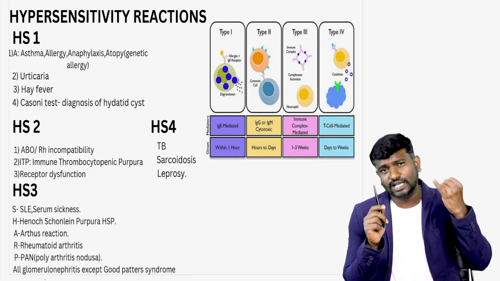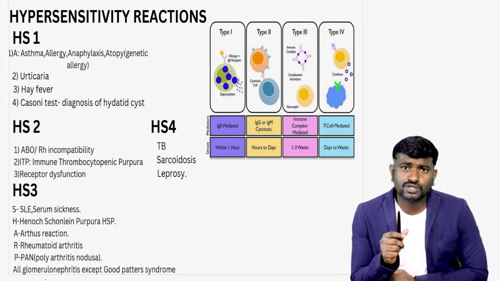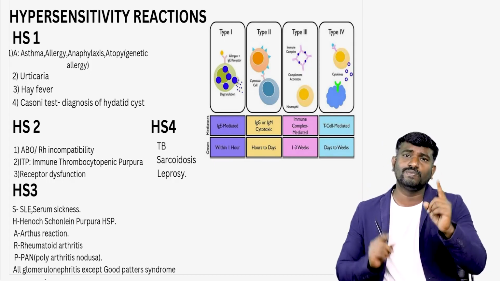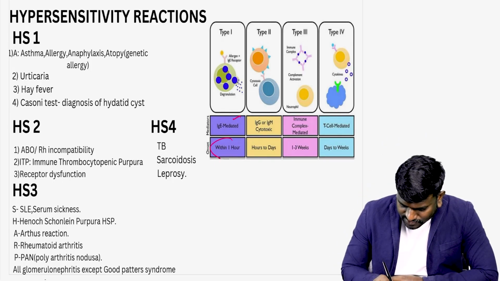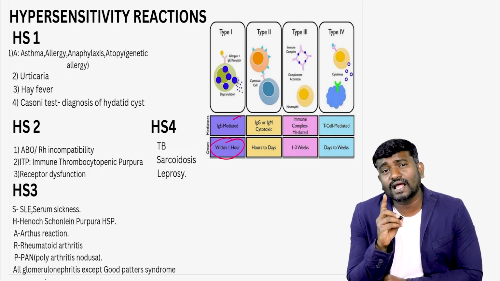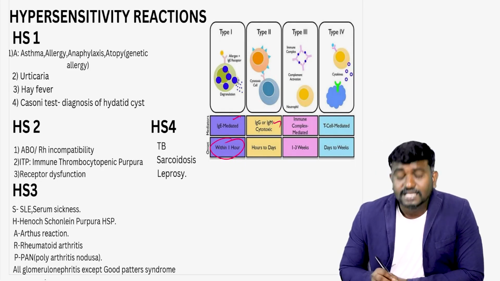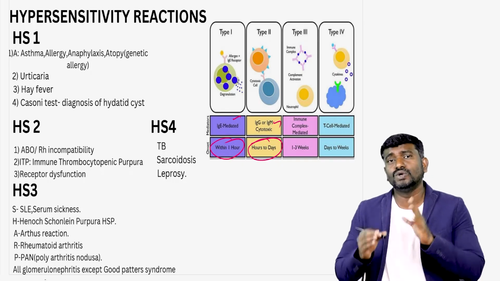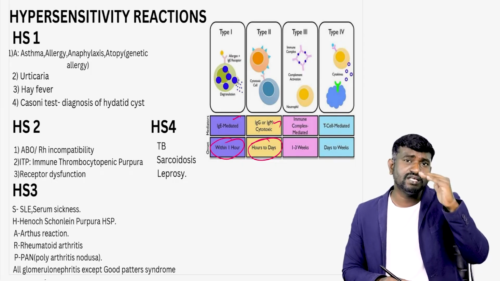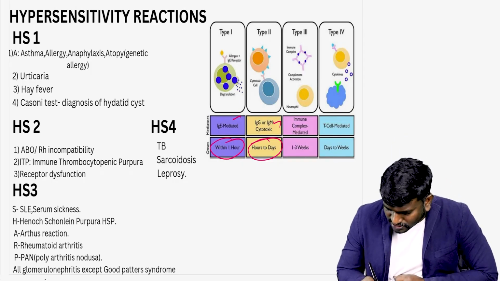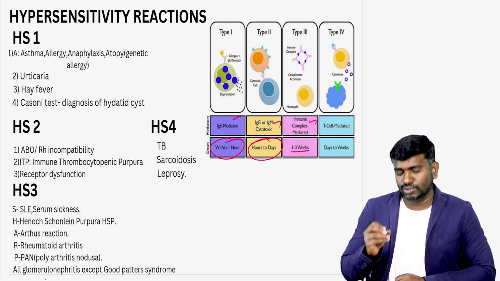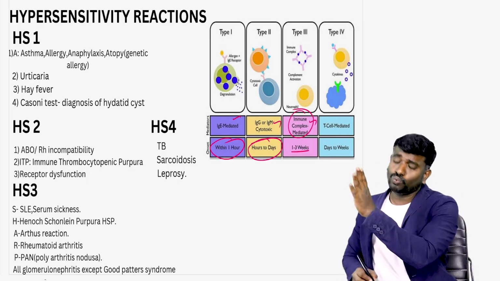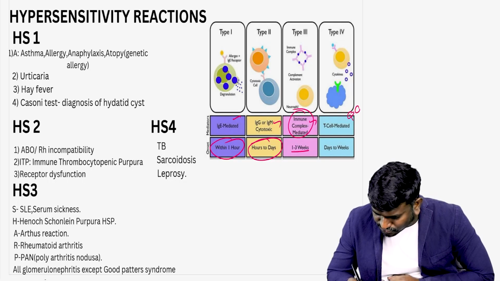Hypersensitive reactions are going to be type 1, 2, 3, and 4. Let's revise. Type 1 is going to be IgE mediated, seen within 1 hour. Next, type 2 is going to be what? IgG or IgM, cytotoxic. It will be seen within hours to days. Type 3, remember, 3 for C, immune complex mediated. Yes, it is going to be seen in 1 to 3 weeks. Type 4 is going to be T cell mediated, seen from days to weeks. Remember, T cell mediated for type 4.